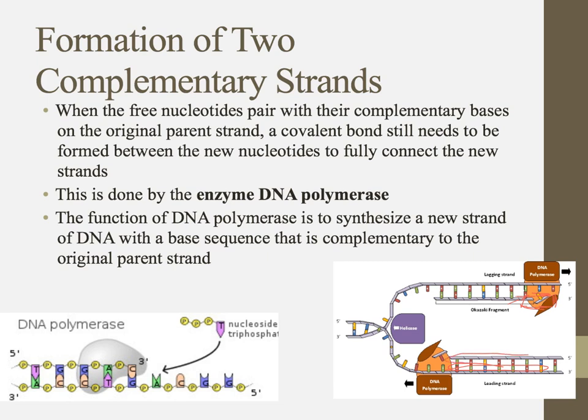But to bind the phosphate and sugar backbone, remember, to make this part, okay, we're going to need an enzyme, okay? And the enzyme that bonds those together is called DNA polymerase. So an easy way to remember that, again, ASE is that enzyme ending, polymer making a large molecule, okay? And in this case, the large molecule we're making is DNA.